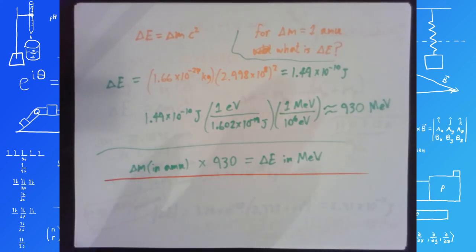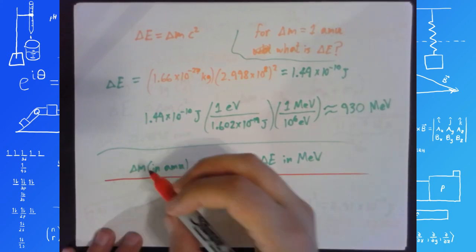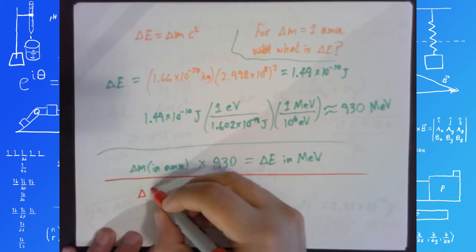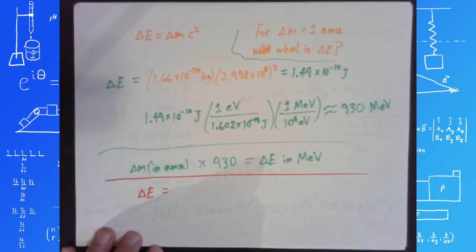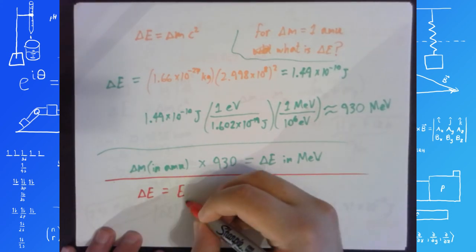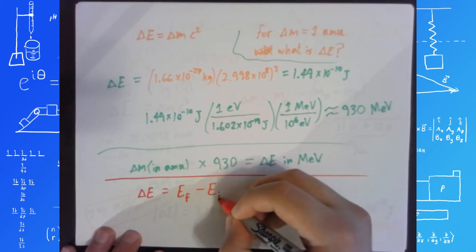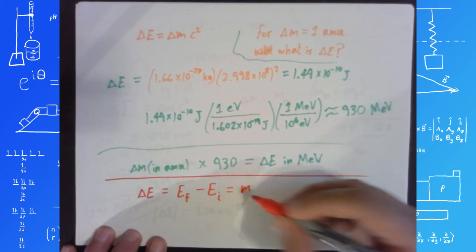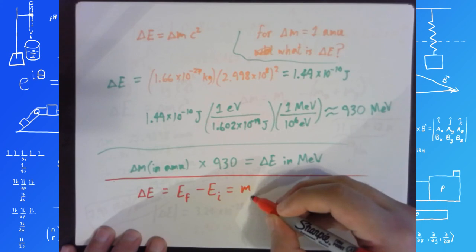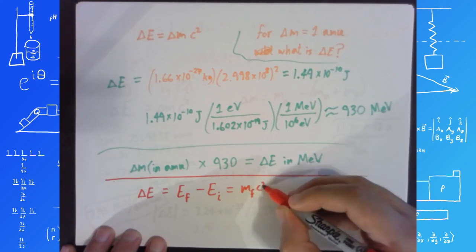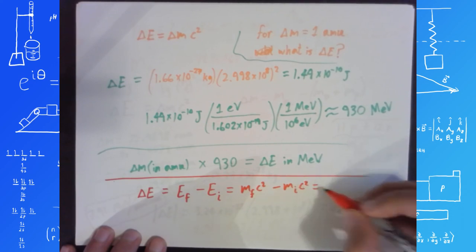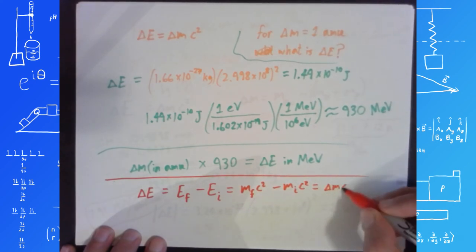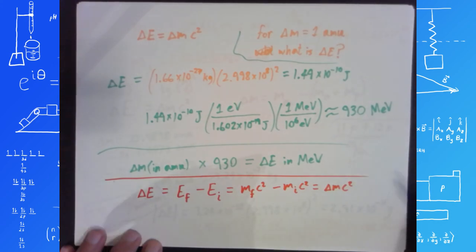In fact, I think I'm just going to call it delta H. You know what? No, we'll call it delta E. So delta E equals E final minus E initial equals M final times C squared minus M initial times C squared equals delta M times C squared. No surprise there.